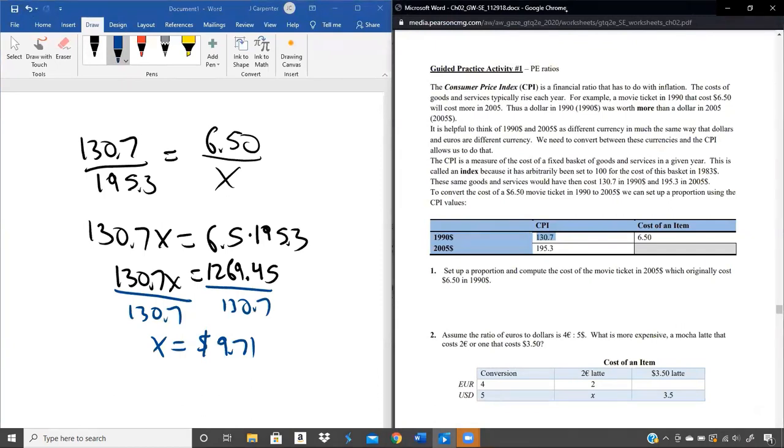So this would be the price in 2005 only, based on inflation. Now again, I'm not saying this is the actual price. This is the price scaled by inflation exactly.